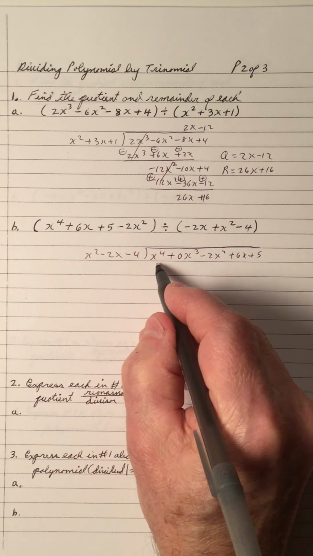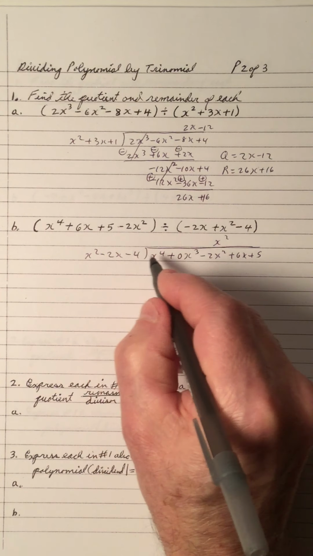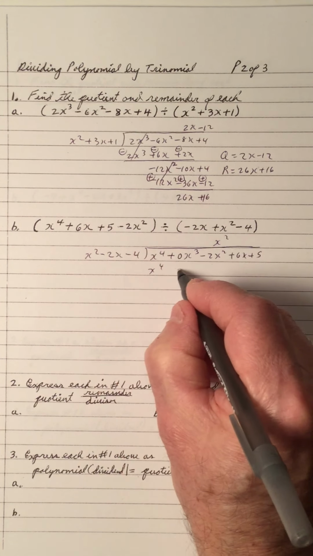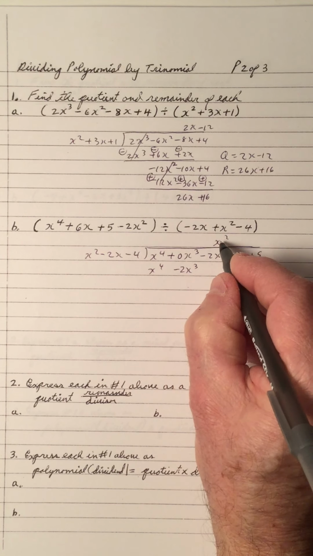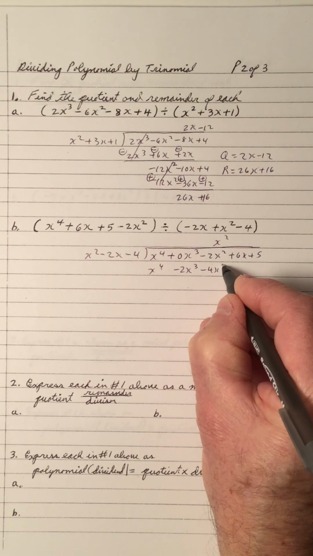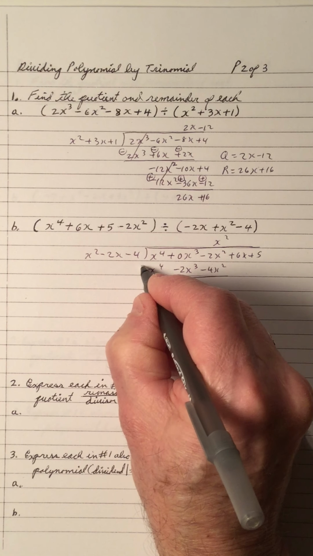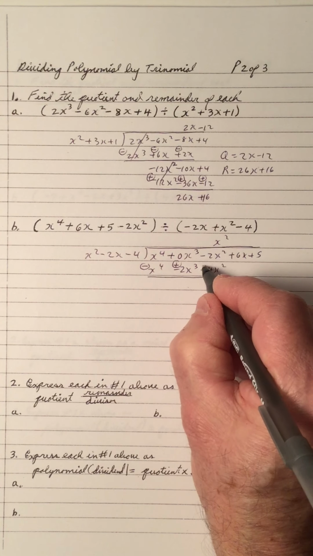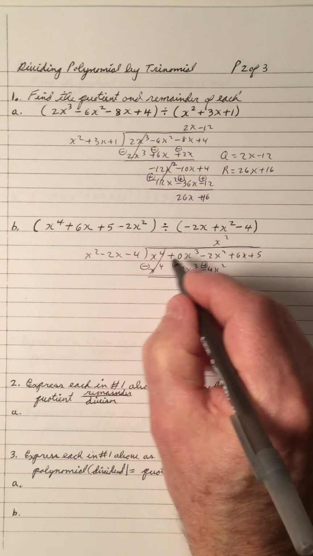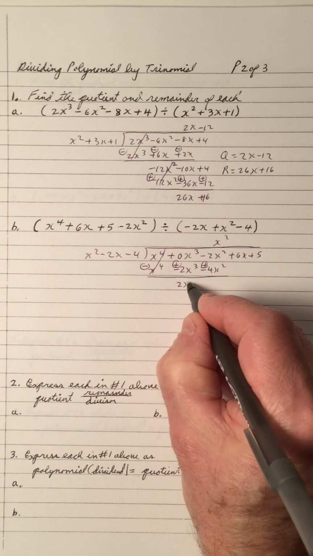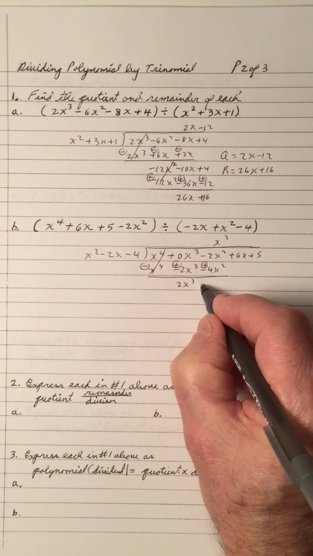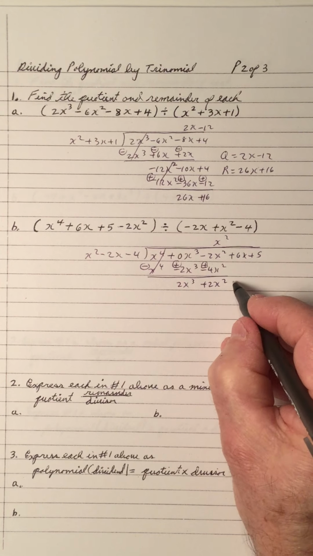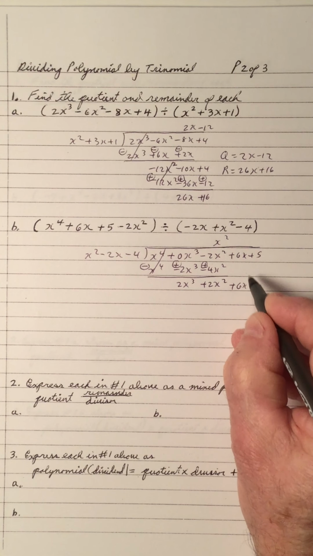Let's divide. First into the first: x squared into x to the 4th is x squared. Multiply back: x squared times x squared is x to the 4th, x squared times negative 2x is negative 2x cubed, x squared times negative 4 is negative 4x squared. Change positive to a negative, negative to a positive, and a negative to a positive. That cancels out. 0 plus 2x cubed. Negative 2 plus 4 is plus 2x squared. And we bring down the next term, which is 6x.